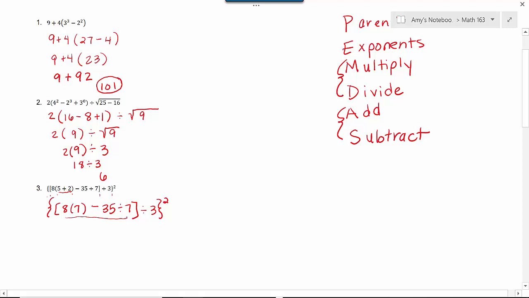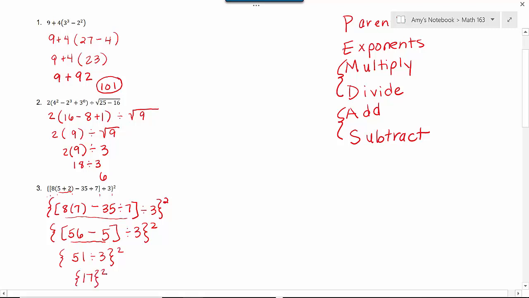8 times 7 gives you 56. 35 divided by 7 gives you 5. 56 minus 5 is 51. Now 51 divided by 3 gives you 17.